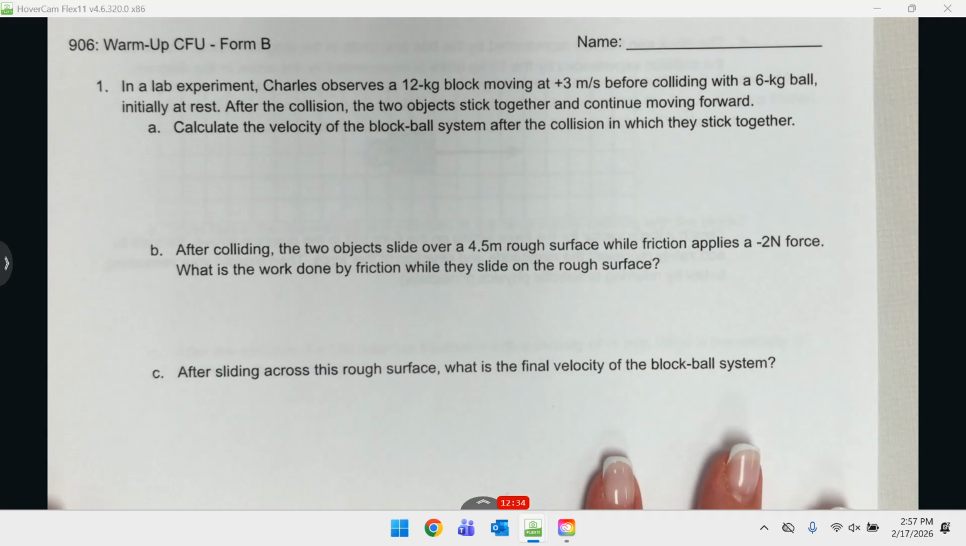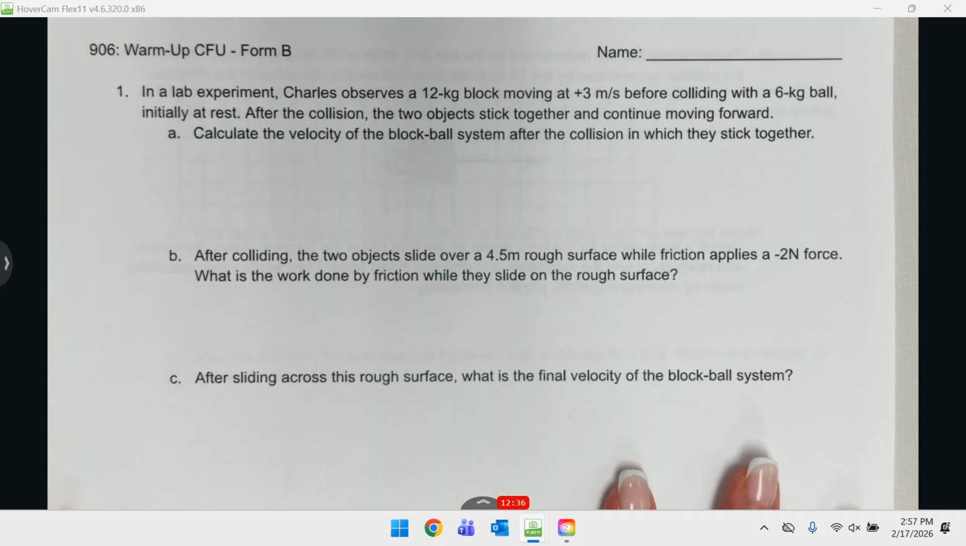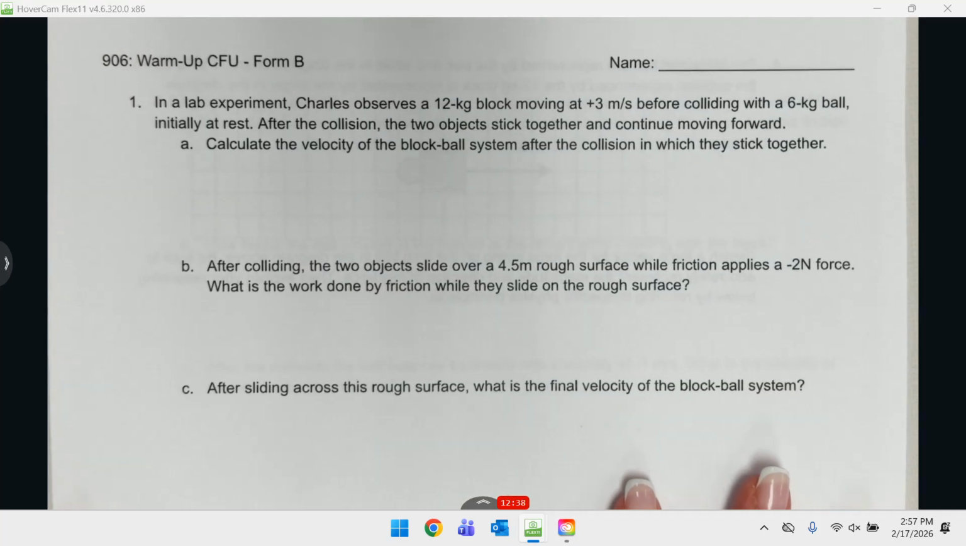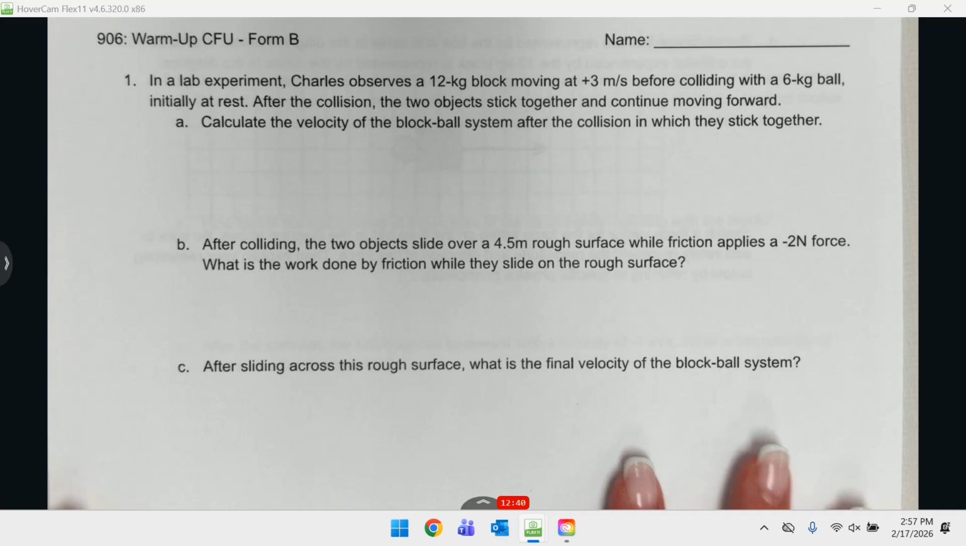All right, so that was part A, or rather Form A. This is Form B. It is a similar problem, but it does have different questions, and we're going to be solving things in a little bit of a different order because of that. This one says, in a lab experiment, Charles observes a 12 kilogram block moving at 3 meters per second before colliding with a 6 kilogram ball initially at rest. After the collision, the two objects stick together and continue moving forward.